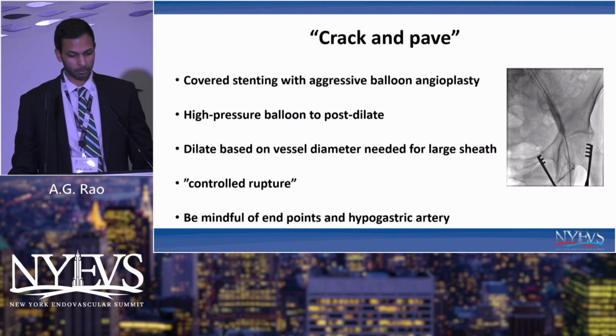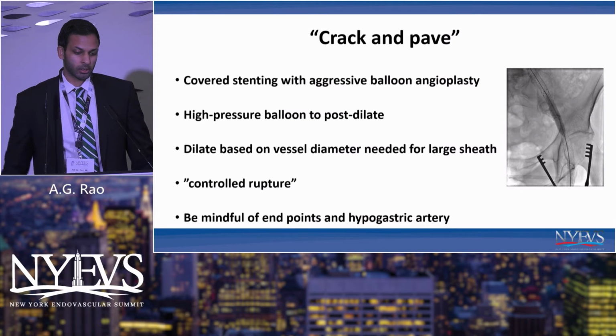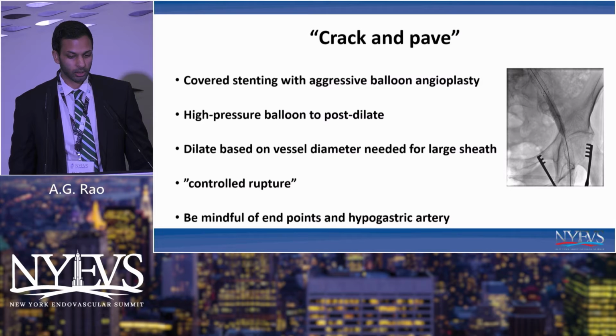So one of the methods to handle diseased vessels is what we call crack and pave. So this is covered stenting with aggressive balloon dilatation afterwards. You size your stent to what diameter you need, and then you use a high pressure balloon to post dilate it, and you're essentially having a controlled rupture of that vessel. But because obviously you have a covered stent there, you're not going to run into the issues of extravasation.